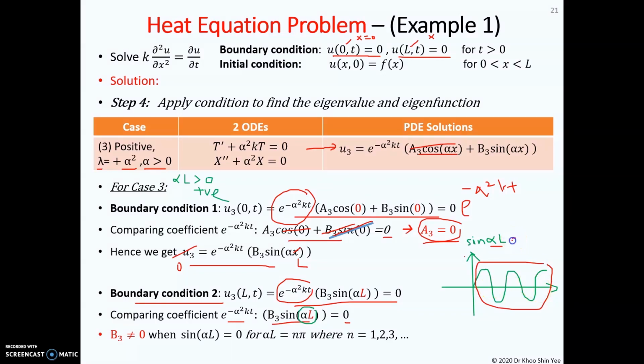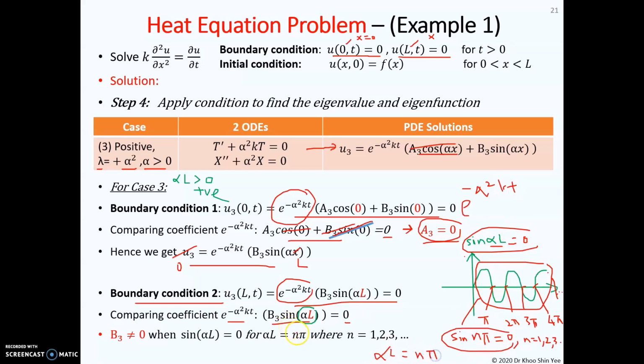When you check the graph here, you can see that sine alpha L can be equal to 0 at these few locations. This location is pi, this is 2 pi, this is 3 pi, 4 pi, and so on. From here we can see that sine n pi is equal to 0, where n is equal to 1, 2, 3, and so on. When you compare these two equations, we know that alpha L is equal to n pi, which is this. And from here you can obtain your alpha, which is equal to n pi divided by L.